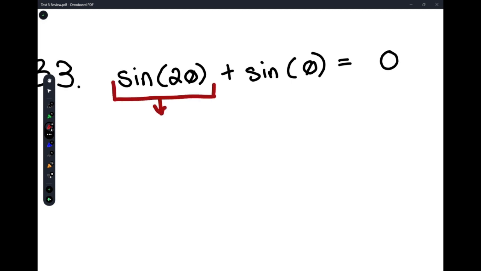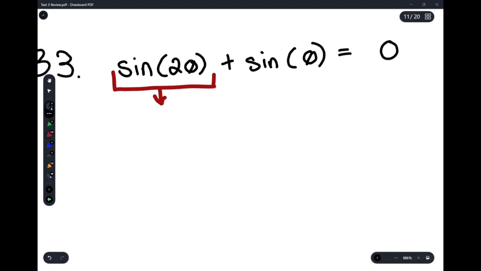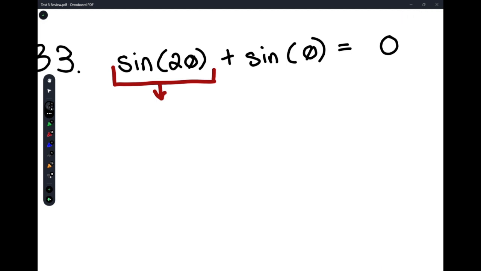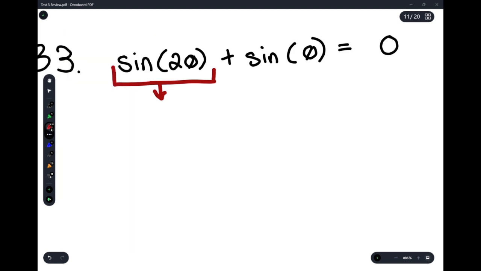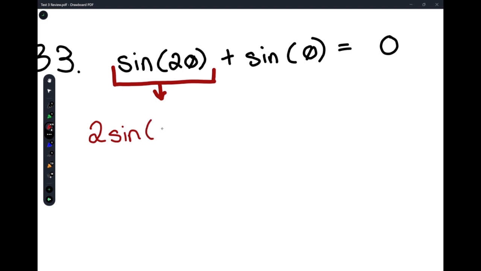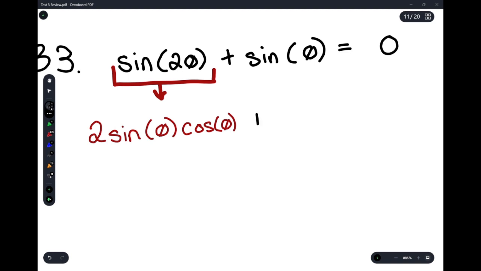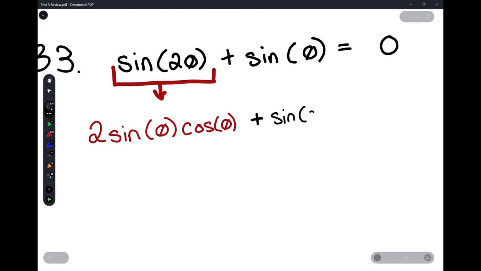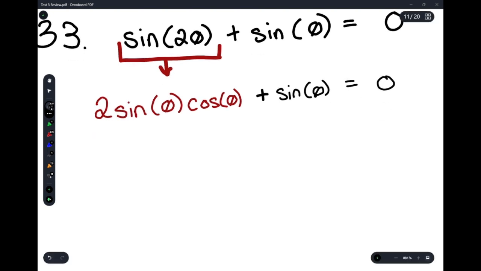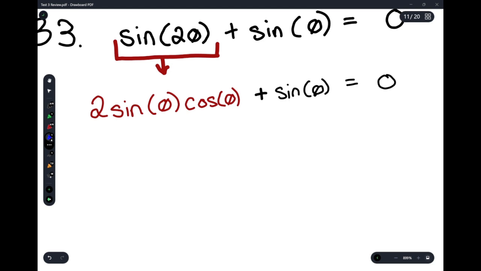Sine 2 theta. Two something. Seems like that was a formula we have. The 2 kind of comes out, right? And you get 2 sine theta. But what else do you get? Plus sine theta equals 0. And now the strategy rewinds back to like the beginning of the year.